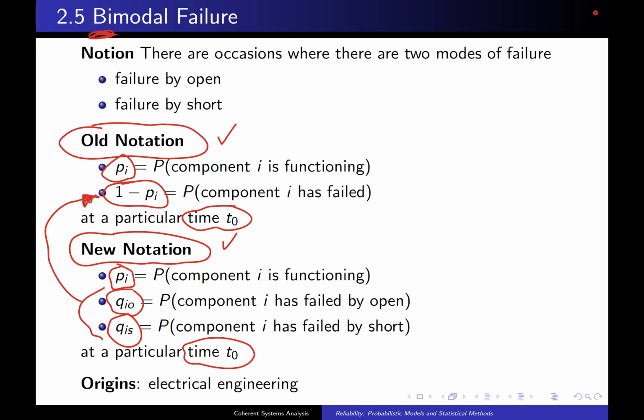The 1,000 hour probability of failing by open is 0.15, and the 1,000 hour probability of failing by short is 0.05. The words open and short for the two different types of failures come from electrical engineering, where you have things like short circuits, so that's the origin of the terms.